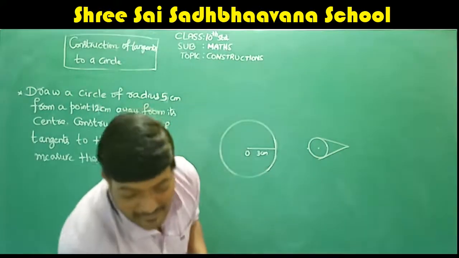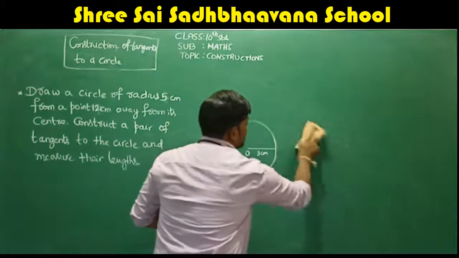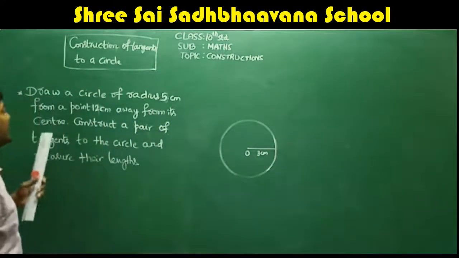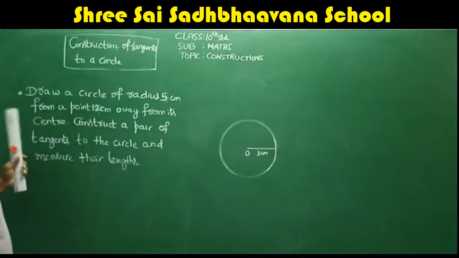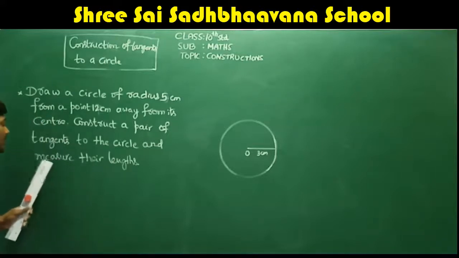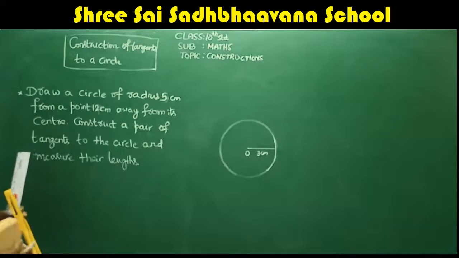So how can we draw those 2 tangents? That is our construction. Let me explain the sum. Draw a circle of radius 5 centimeters. From a point 12 centimeters away from its center, construct a pair of tangents to the circle and measure the length. So that is the question.